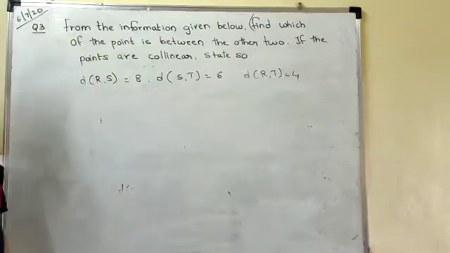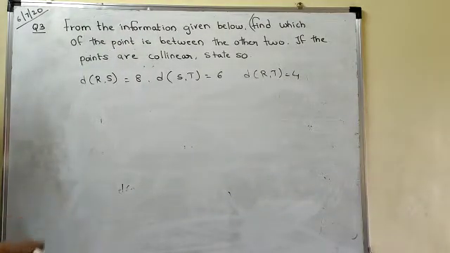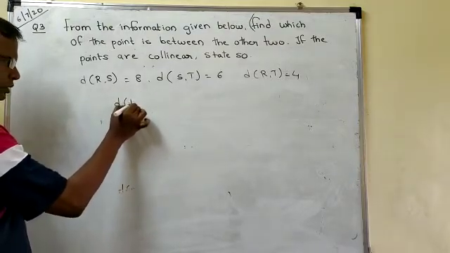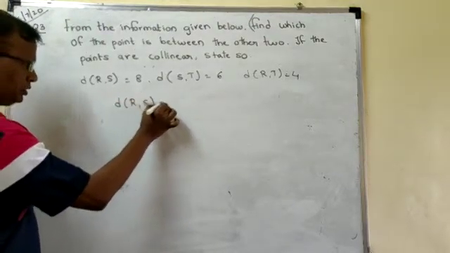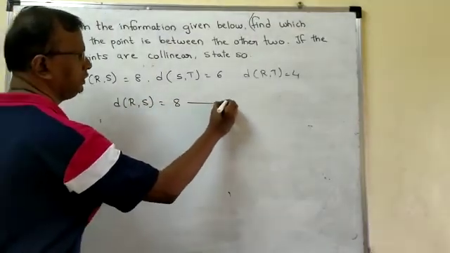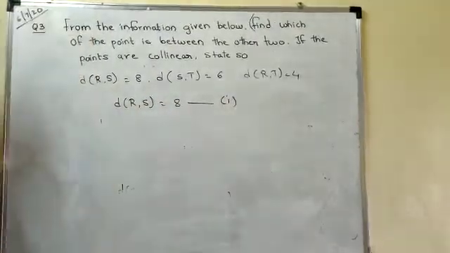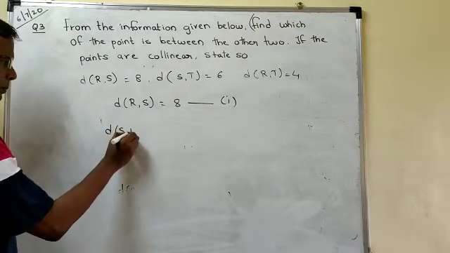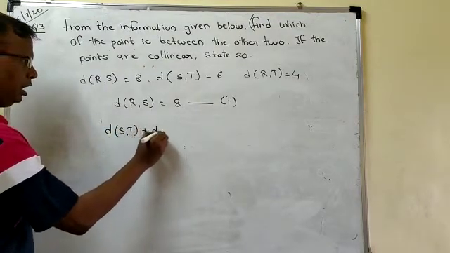What I told you, to find collinear, we have to take first the highest, we can say the largest number. Which is the highest distance here? 8. So we write here distance RS is equal to 8. This we write as equation 1. Then add the other two distances, that is distance ST plus distance RT.